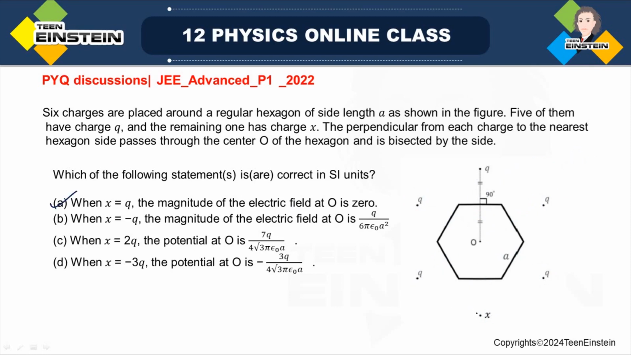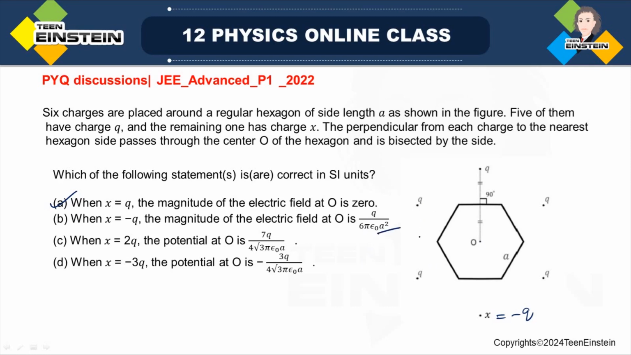The second option says if this X is minus Q, then the magnitude of the electric field at O, that means at the center, is Q by 6 pi epsilon naught A square. We have to verify this.